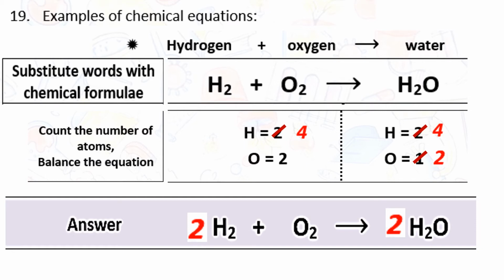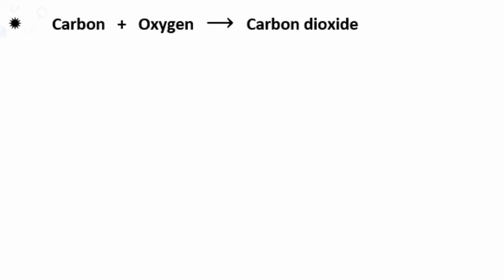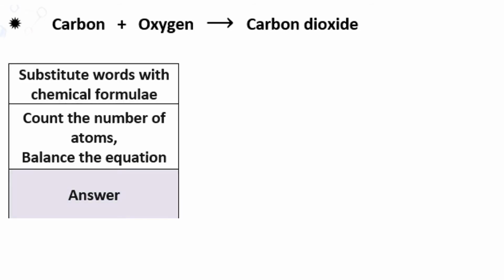Let's have another example. Another example is carbon dioxide. So first step, what we need to do, we have to substitute the words with the chemical formula. So it will become carbon C plus oxygen O2 gives us carbon dioxide CO2.